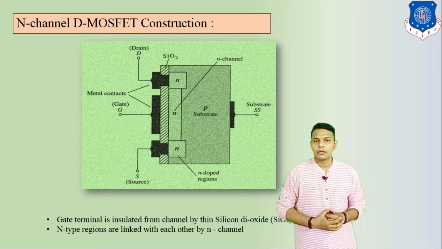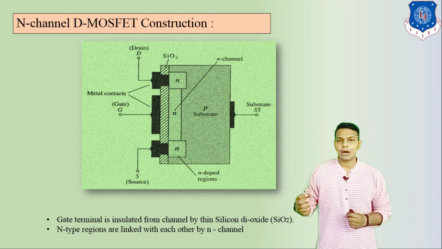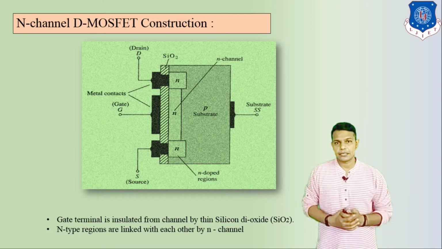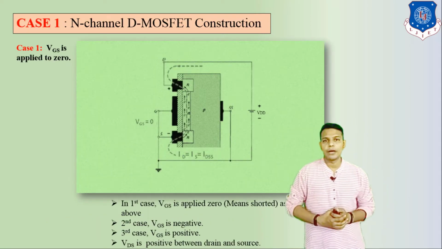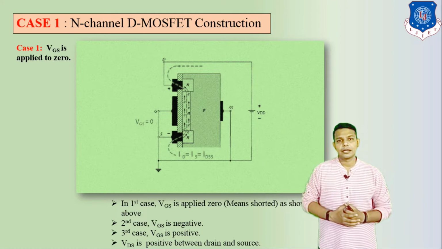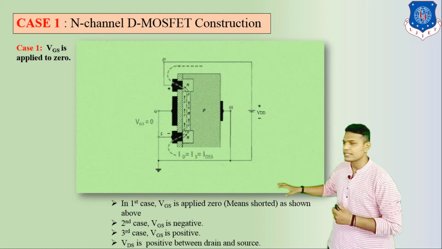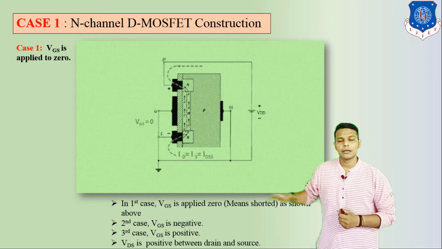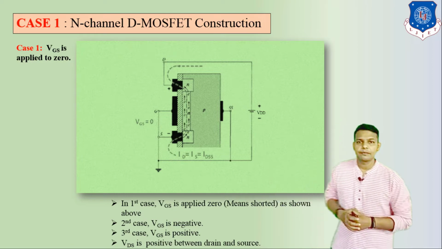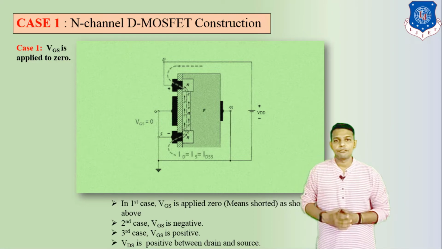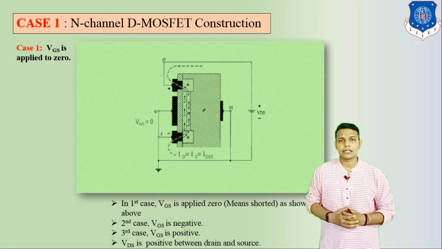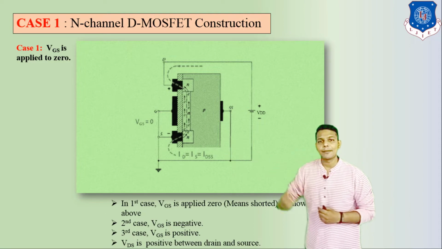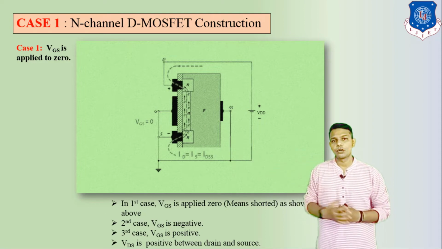Now we are going to discuss this theory in different cases. Case number 1, N-channel D-MOSFET construction. Here we can see the biasing of the N-channel D-MOSFET. In case number 1, VGS is shorted, that means VGS is equal to 0 volt.